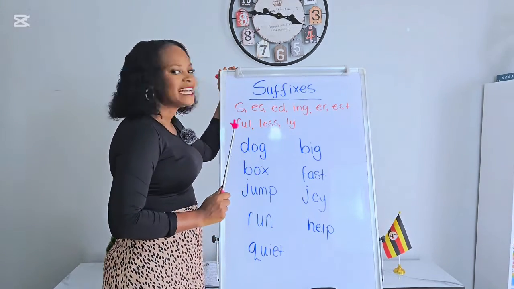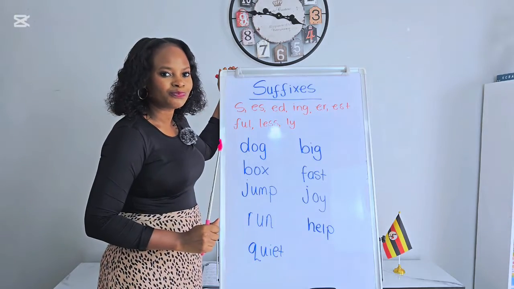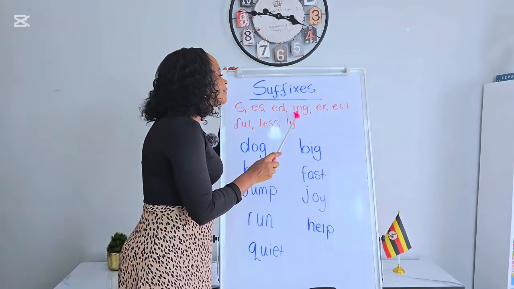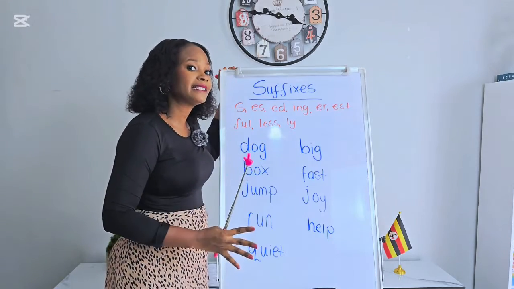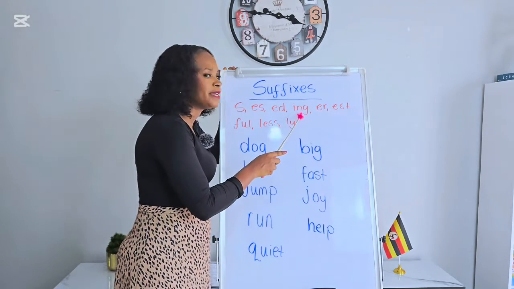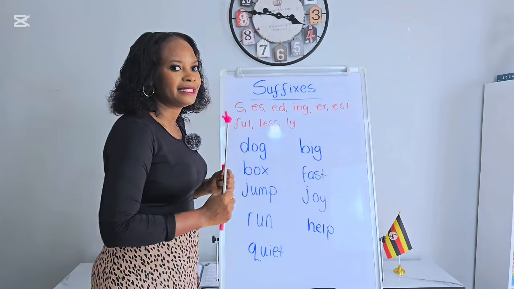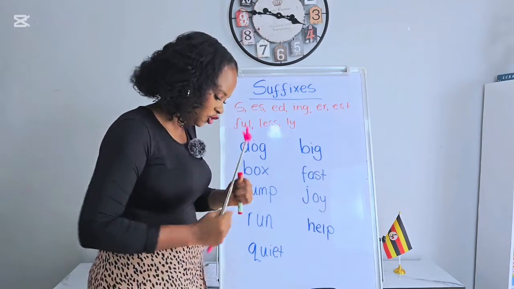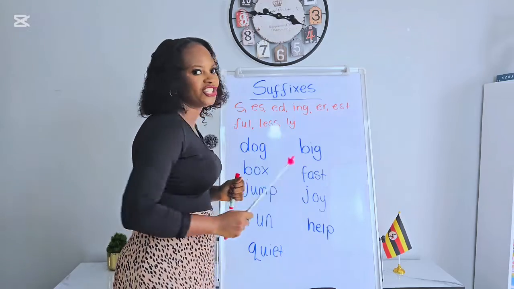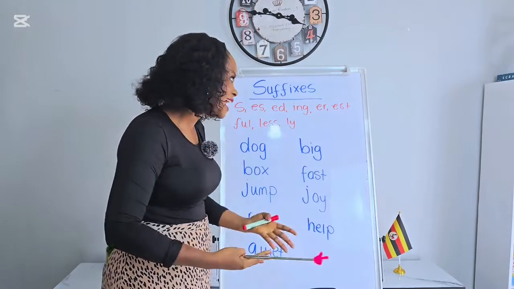Okay, ing, say ing. Great. Suffix ing shows present tense. It means it's happening now. Miss Anita is jogging. Jog, jogging. Ing shows it's happening now.